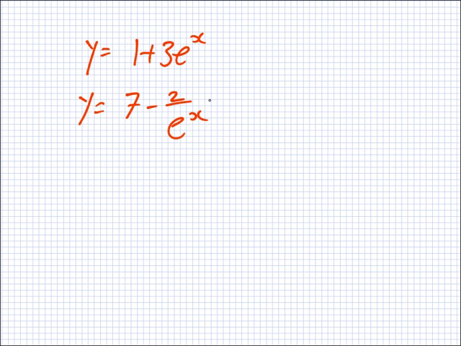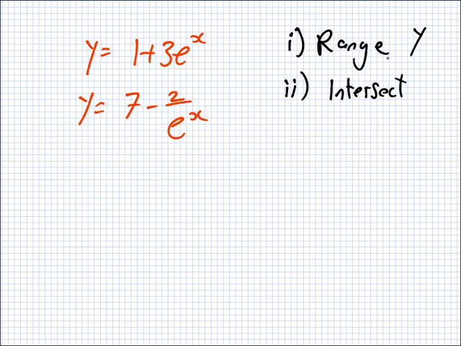So, this question has two parts. The first part is I want to know the range, and the second part is I want to know where they meet, where they intersect. By range, I mean the range for y. What are the possible values for y? Looking at this formula, what is the smallest value you could possibly get for y?